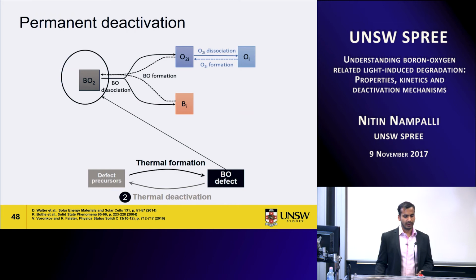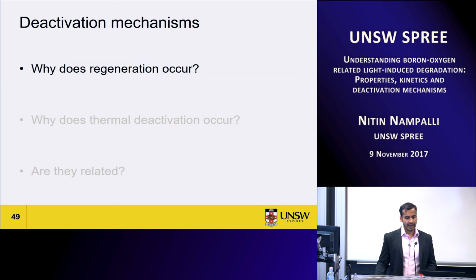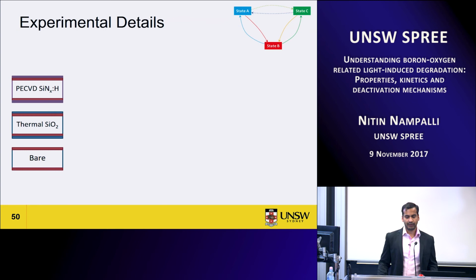There was only a description of this model given, but it wasn't tested. So that's what I'll attempt to do over here. And if that's true, then we might understand a little bit more about what this thermal deactivation really is. So let's start off with regeneration and why it happens. In this case, I did a very similar experiment to what I showed you before. But in this case, I had p-type wafers with an emitter, but with nitride or oxide dielectrics, and then finally bare wafers without any dielectric at all.